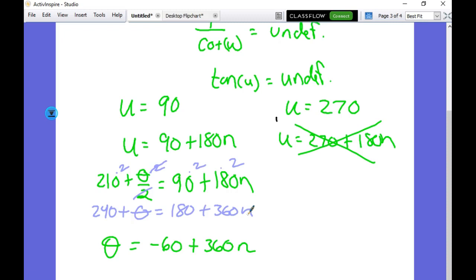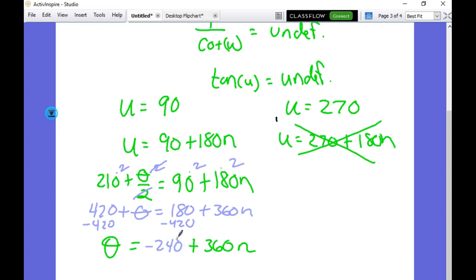It's 420. Yeah, I got 240. Oh, 420? Yeah. Oh. I did this wrong. 210 times 2 is 420. All right, then we would subtract. So what is 180 take away 420? 240. So this is negative 240 then. Okay.